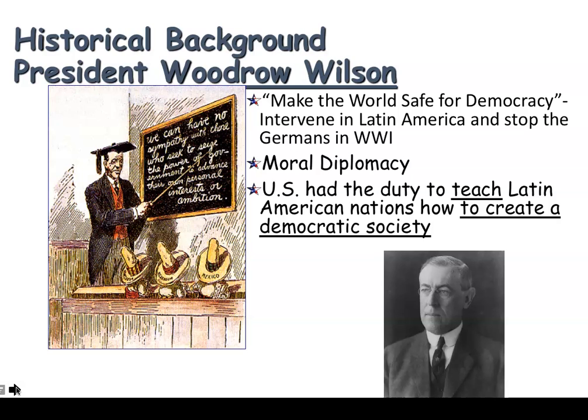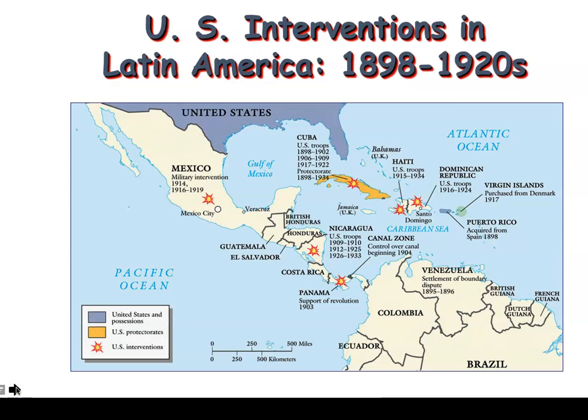And he says the U.S. really does have a duty as Anglo-Saxon, even though we're not British, as white people, to teach Latin Americans how to create a democratic society. It's definitely kind of a racist mentality, as you see in that political cartoon there. And this just shows you that, yes, we definitely do intervene during his presidency.